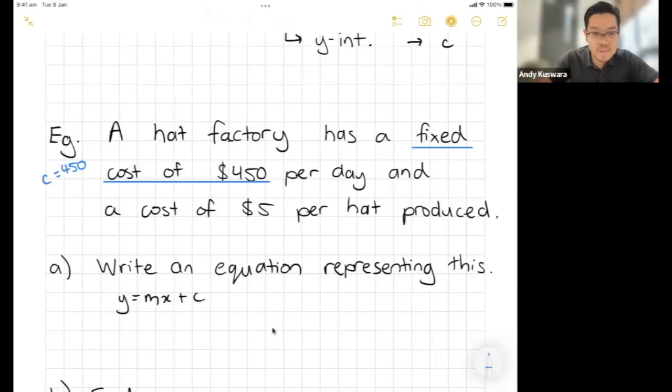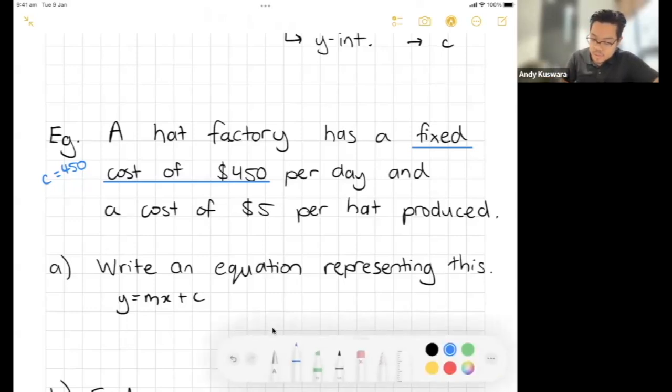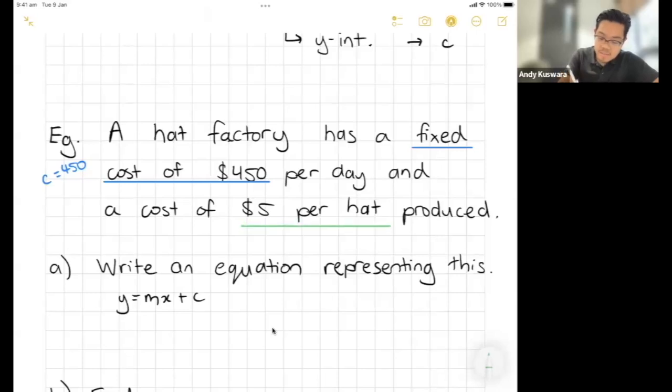That means to book this factory, even if I make nothing, having the factory open is going to cost me $450, whether I make anything or not. That's my fixed cost. It also says here that there's a cost of $5 per hat produced. Because it's not the fixed cost, $5 per hat is a hint that that's to do with my gradient. So my gradient in this particular case is going to be 5.